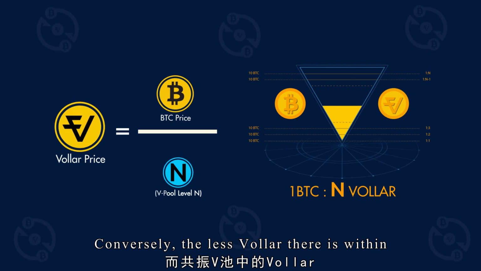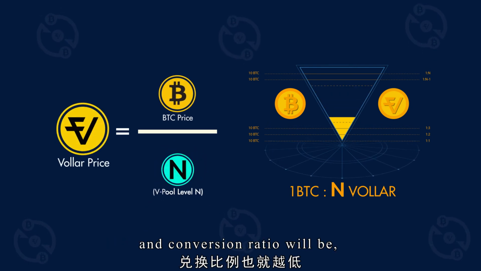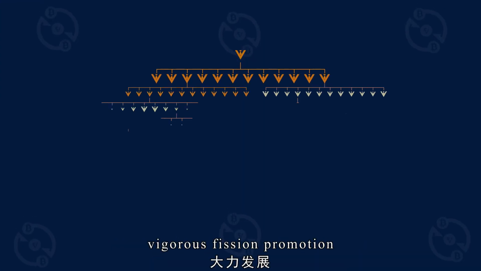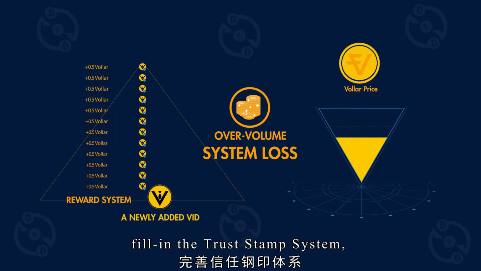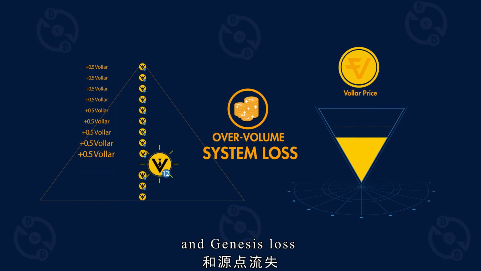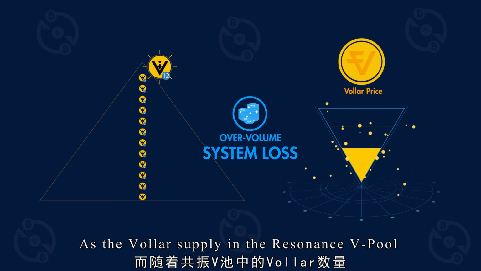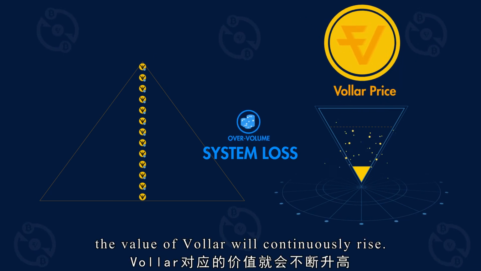Conversely, the less Voller there is within the resonance V-pool, the lower the current level and conversion ratio will be, so the value of Voller will be higher. Therefore, vigorous fission promotion will complete the trust stamp network, fill in the trust stamp system, and reduce system loss and Genesis loss, as well as lower over-volume issuance. As the Voller supply in the resonance V-pool progressively decreases, the value of Voller will continuously rise.